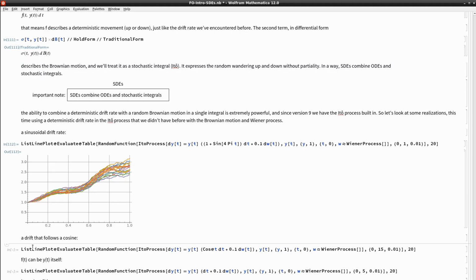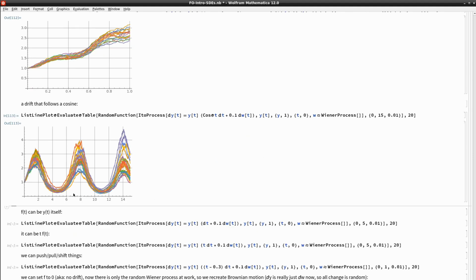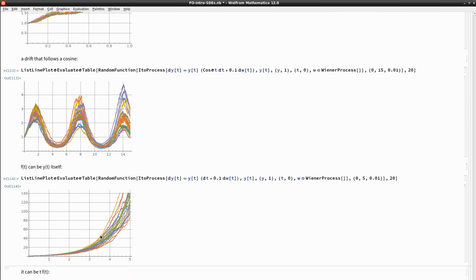That means we can, in theory, now go completely crazy. How about a cosine, right? We have the cosine in front of the deterministic part, and we have again a constant number in front of the Wiener noise. Okay, so if we look at this, we can clearly see we have the noise component that goes up and down, but over time we have a deterministic cosine. And we can let f of t be y of t itself. So this is like saying our deterministic drift is the stock price. So if we do that, we also get a drift that just goes up with the stock price itself.